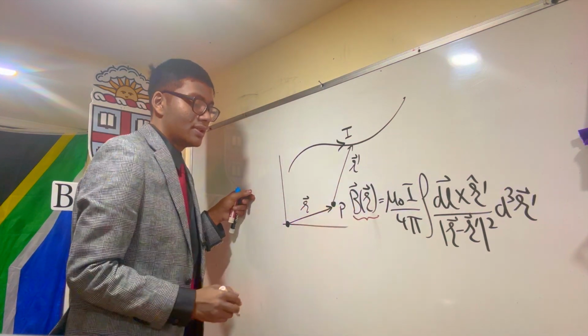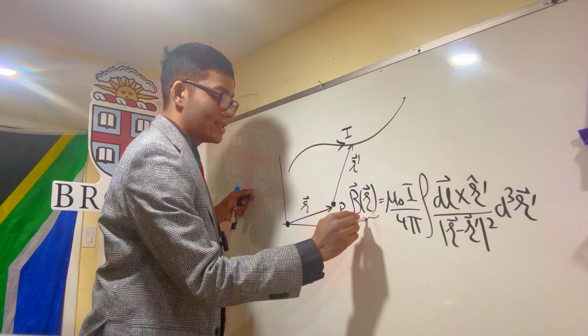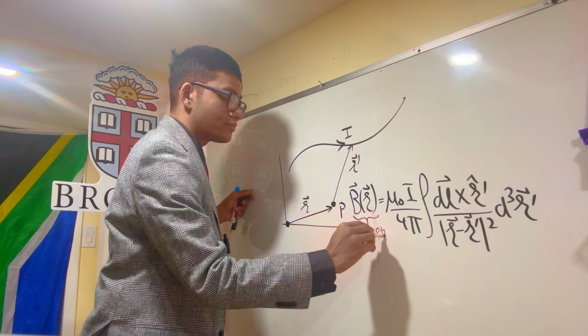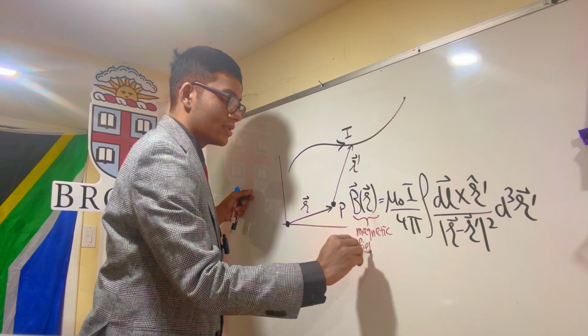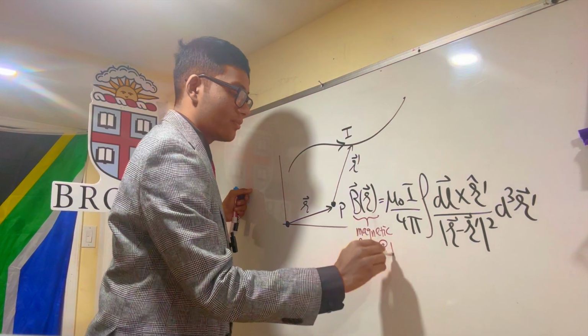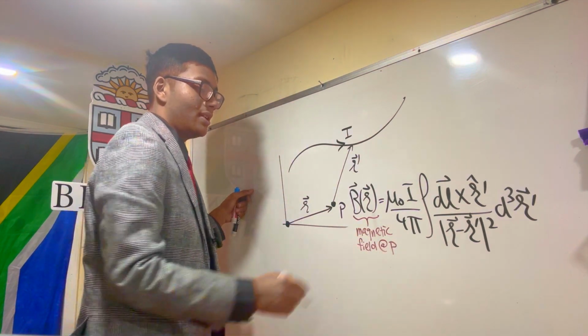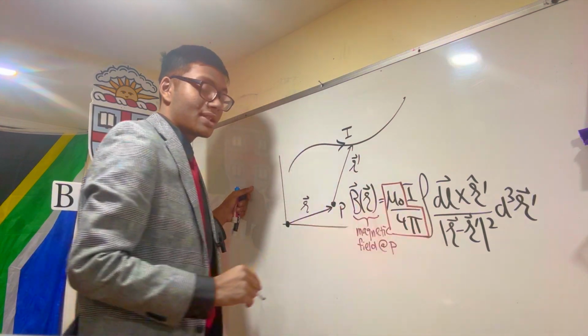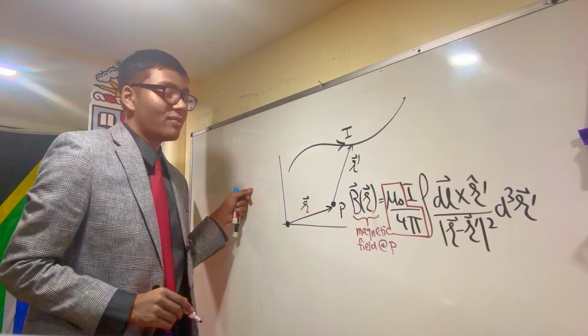B of r tells us the magnetic field at some distance r from the origin at point P. Mu naught over 4 pi is just a constant. Where does this constant come from, you might ask? It comes from Ampere's law.